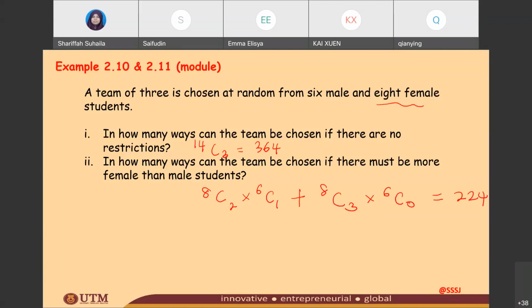If we ask you the probability, for example, what is the probability that the team is chosen with more female than male students? So kalau probability dia, that means 224 divided by total semua lah, which is 364. So you can give the answer in terms of decimal points. Okay, so itu basically combination chosen. We choose this one from this one.